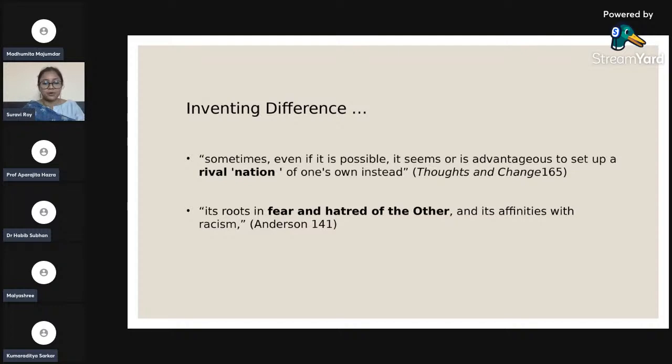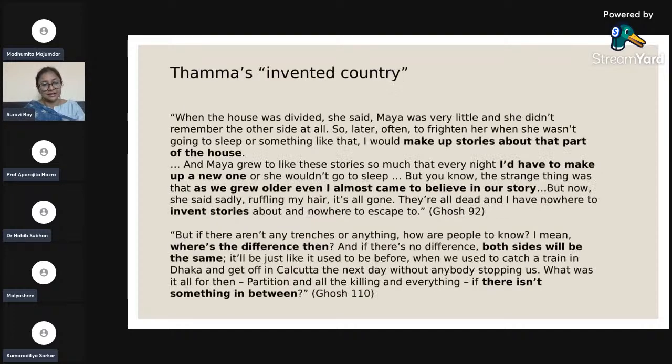This is exactly what happens when Thamma was making up these nonsensical stories of the upside down house. She says, "I would make up stories about that part of the house. And Maya grew to like these stories so much that every other night I'd have to make up a new one or she wouldn't go to sleep." So just describing the space beyond the border as different is not enough. One has to keep adding layers and layers, stories above stories of differences, or generate narratives of difference. It's a continued process.